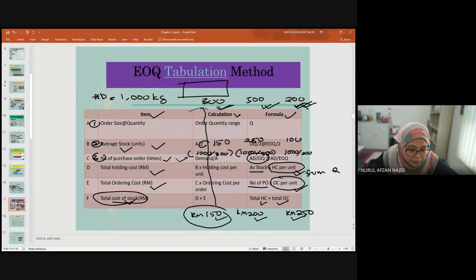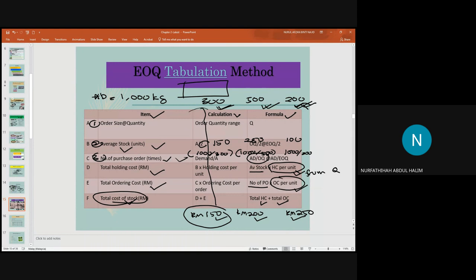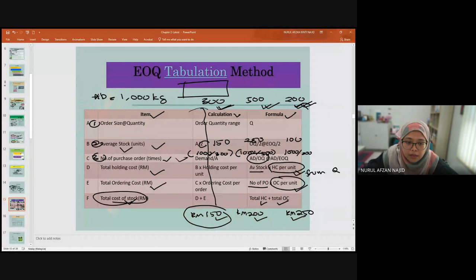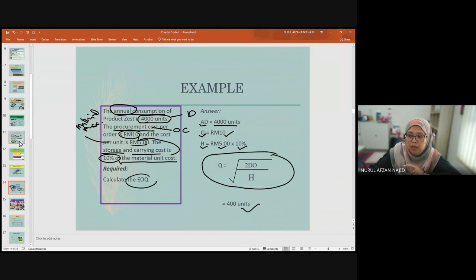Faham. Okay. Madam tak akan repeat balik benda ni dekat dalam physical class kita nanti sebab kita akan masuk ni dalam test. So you have to make sure yang you betul-betul faham this topic. Okay, madam tak akan repeat dalam kelas tau. Okay, so this is the EOQ using tabulation method and also formula method. Dua cara. Okay, formula, tabulation.